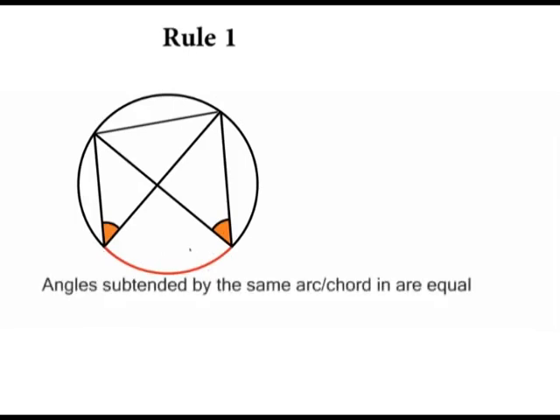The rule is, angles subtended by the same arc on the circumference are equal. We can write this in shorthand. Now I've said that the chord may or may not be drawn, and it is easier to see the angles if you draw the chord. So this rule can also be angles subtended by the same chord on the circumference of the circle in the same segment are equal.